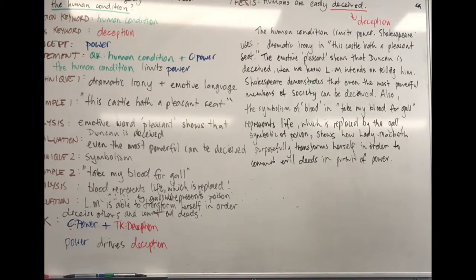I could make another sentence to link that into a broader idea, in the same way that I've done with "Shakespeare demonstrates that even the most powerful members of society can be deceived," but that's implied in this one. Just like with Duncan being representative of the most powerful, this is representative of people who are not in the same amount of power. And then we're going to develop that in our link anyway.